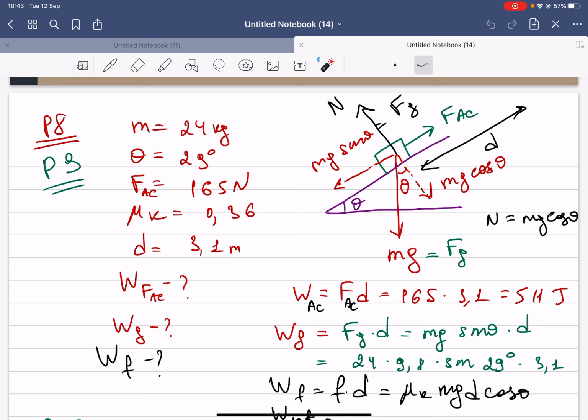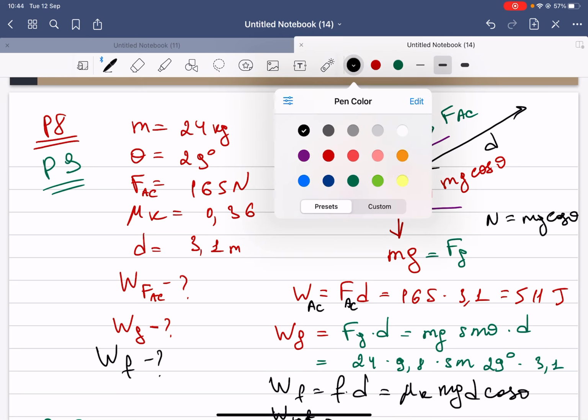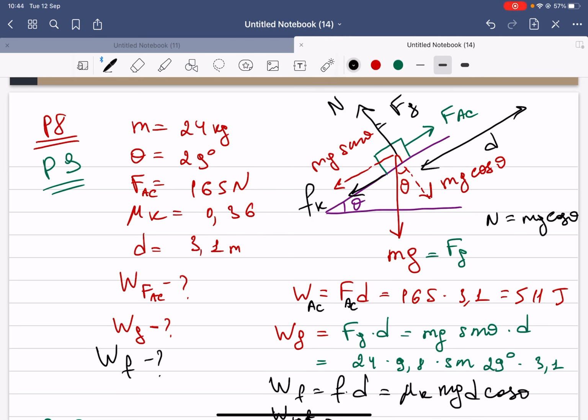The first force will be our applied force, which is F. Then we have mg, the gravitational force. Then we also have the friction force. So let me also draw it here, kinetic friction force. We also have the normal force, which is perpendicular to the surface.